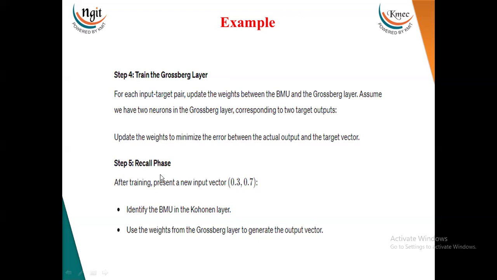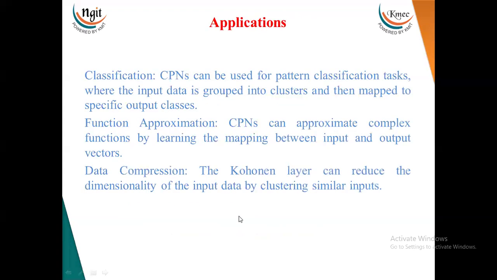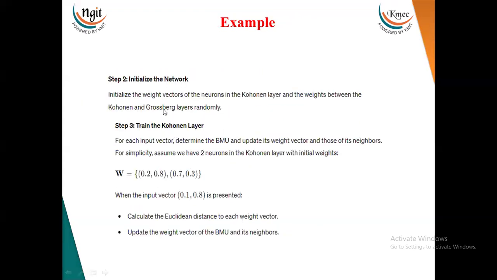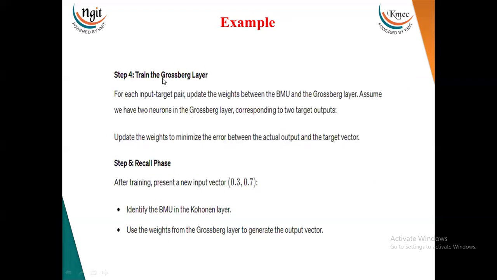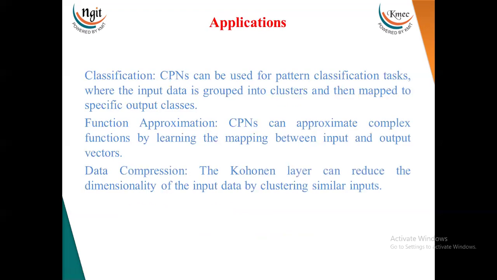So the recall phase: after training, we have to add a new input vector. This is the testing phase. If I'm not able to train the Kohonen layer, I have to adjust the weights. If the output does not match the target vector, again I have to change the weights accordingly. So until the Grossberg layer, it is the training phase, and the recall phase is the testing phase where I can present a new input vector which can be trained accordingly.